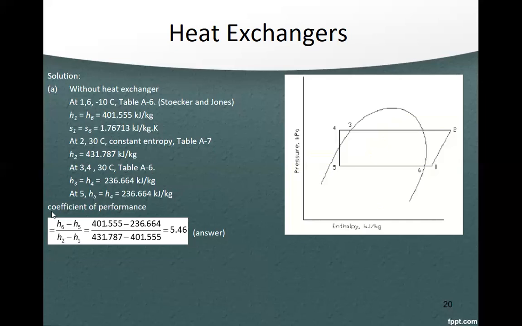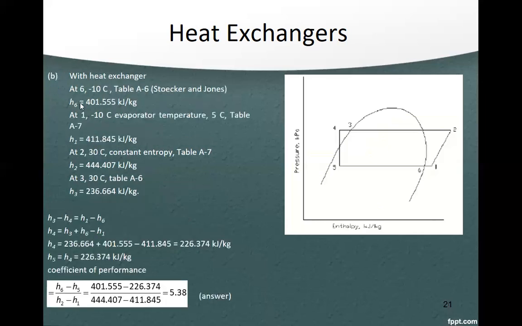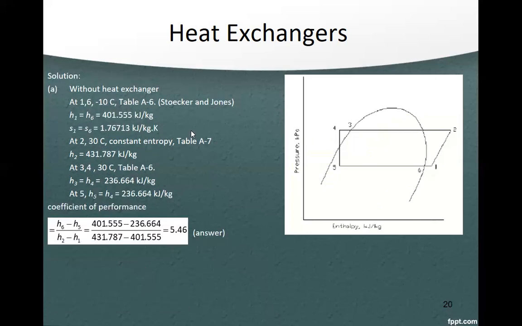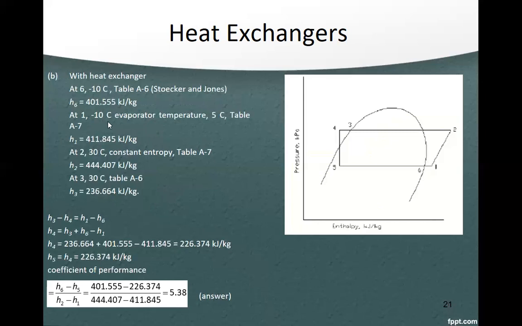Okay? So, coefficient of performance is equal to H6 minus H5 divided by H2 minus H1, is 401.555 minus 236.664 over 441.787 minus 401.555, is 4.10. So, ito yung without heat exchanger. Ito B, with heat exchanger, so at 6, ito, negative 10C, table A6, H of 6 is 401.555 kilojoules per kilogram. Yan, di ba? S6. So at 1, negative 10, evaporator temperature, and 5C, table A7, so H1 is equal to 411.845 kilojoules per kilogram. At 2, 30C, constant entropy.